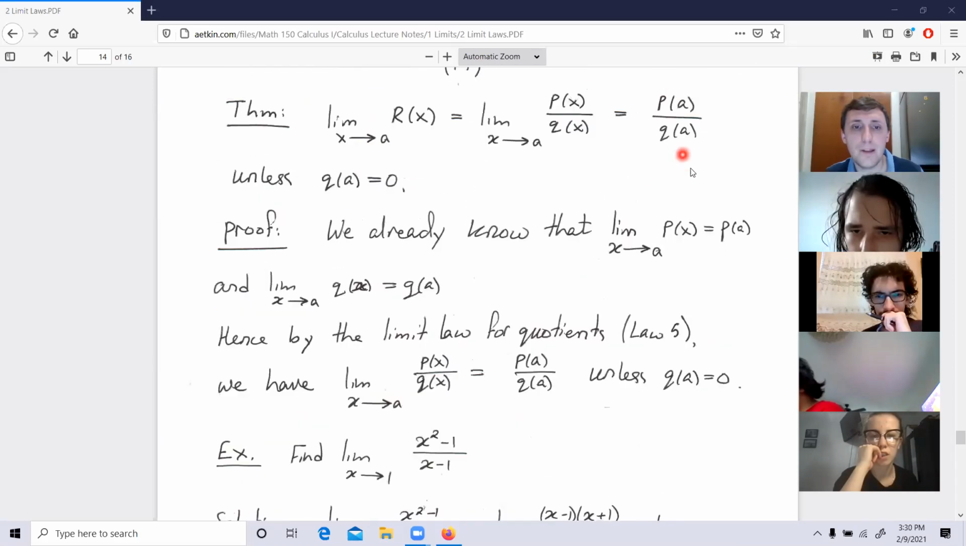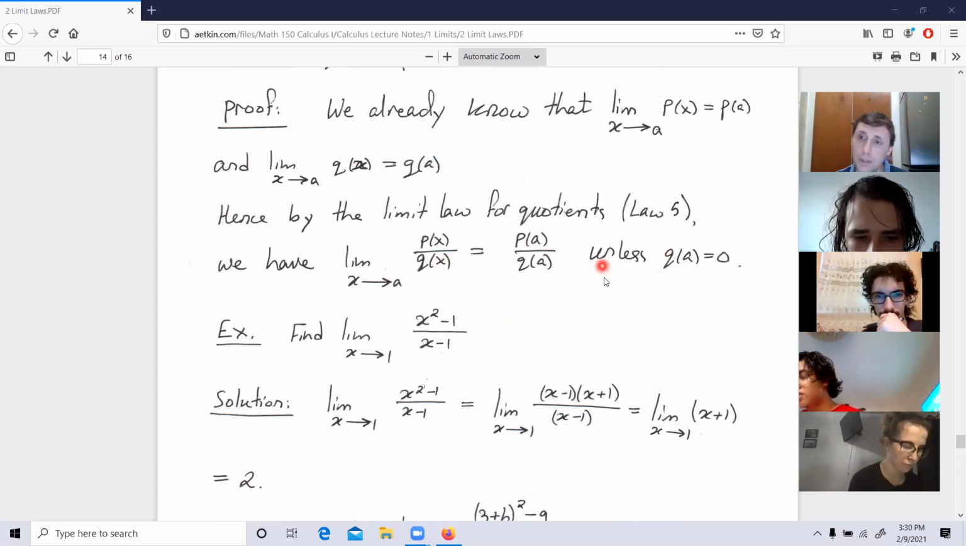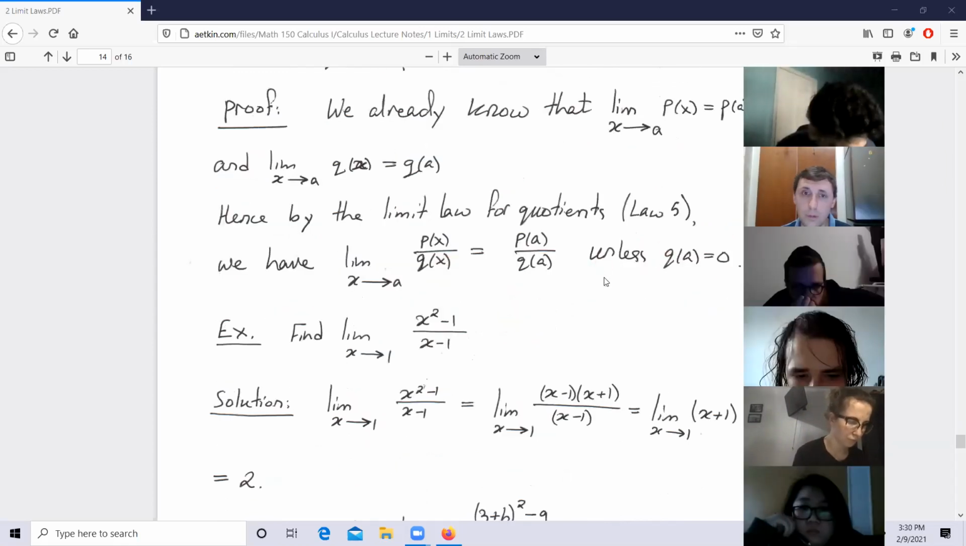Yes? And what's the proof? It's very simple. We already know that the limit as x goes to a of P(x) is P(a), the limit of Q(x) is Q(a), and we have a limit law for quotients. The limit of the quotient is the quotient of the limits, unless the denominator produces 0. That's what the limit law is saying, guys, right? I hope you remember it.